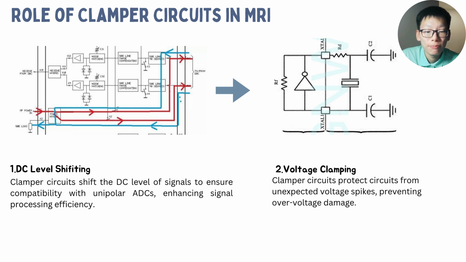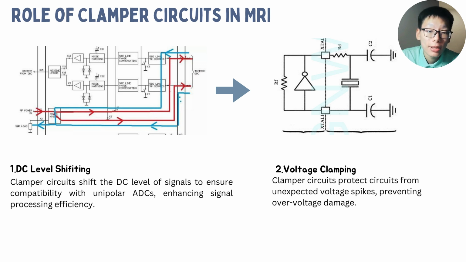It serves two purposes in MRI signal conditioning. One purpose is DC level shifting. Some devices such as the ADCs, as I mentioned before, can only handle positive voltage inputs. So if the MRI signal swings between negative and positive values, it needs to be shifted, for example, from negative 1 volt to positive 1 volt up to 0 volt to positive 2 volt, so that the entire signal stays within a safe and readable range.